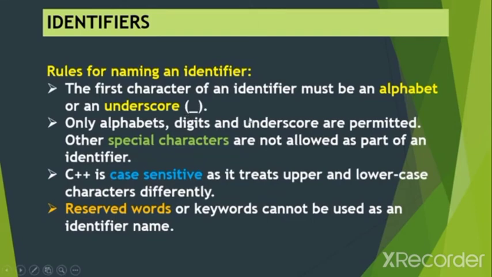So the first character should start with an alphabet. It should start with an alphabet, or otherwise with a single underscore. Only alphabets, digits and underscore are permitted. Other special characters are not allowed except underscore. So if we are naming a variable, the first character should be an alphabet or an underscore. It is followed by numbers; the second character can be a number. So the characters we use in a variable can be an alphabet, a number or an underscore.